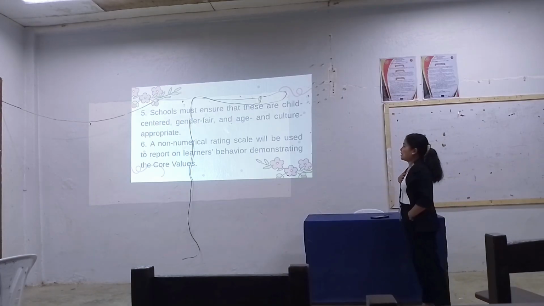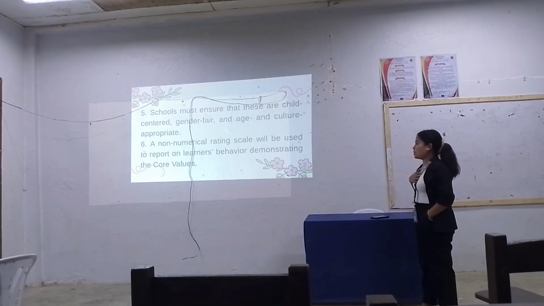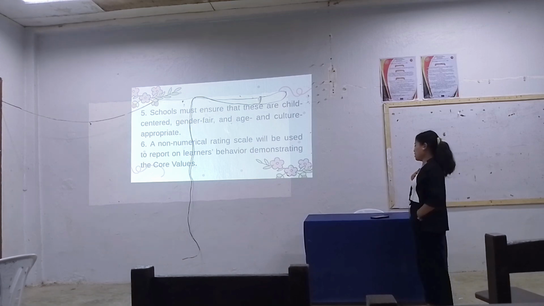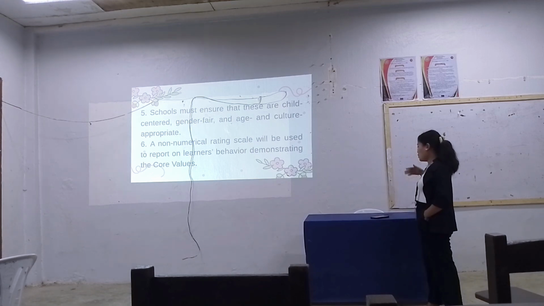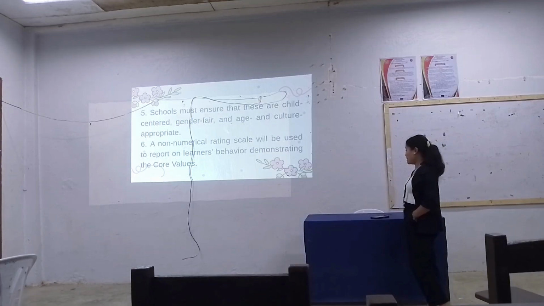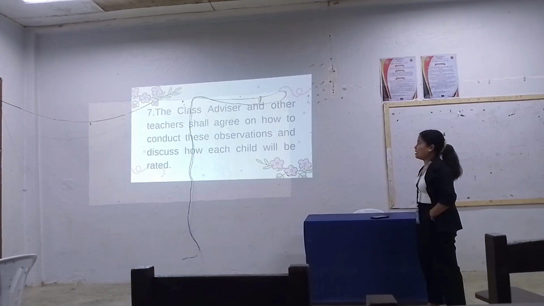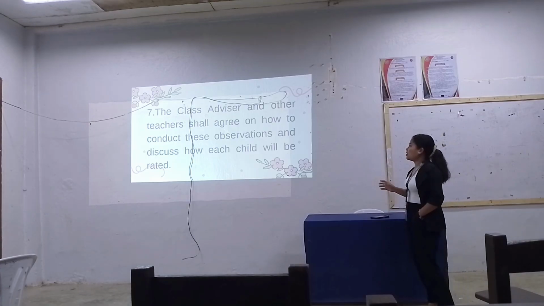So number 6 is the non-numerical rating will be used to report on learners' behaviors demonstrating the core values. This approach aims to cultivate well-rounded individuals who contribute positively to society. And last is number 7, the class advisor and other teachers shall agree on how to conduct this observation and discuss how each child will be rated.